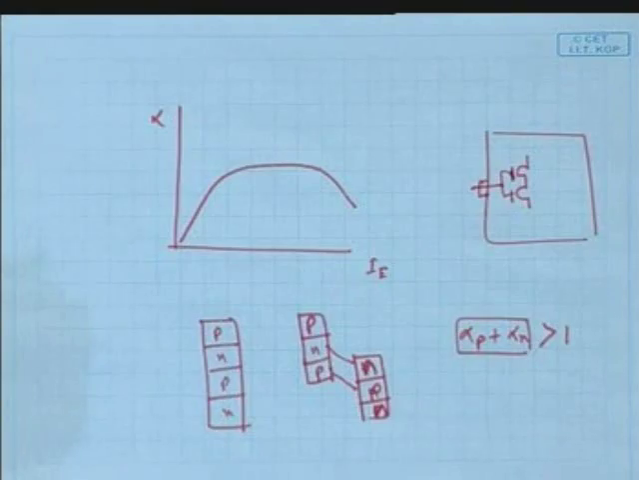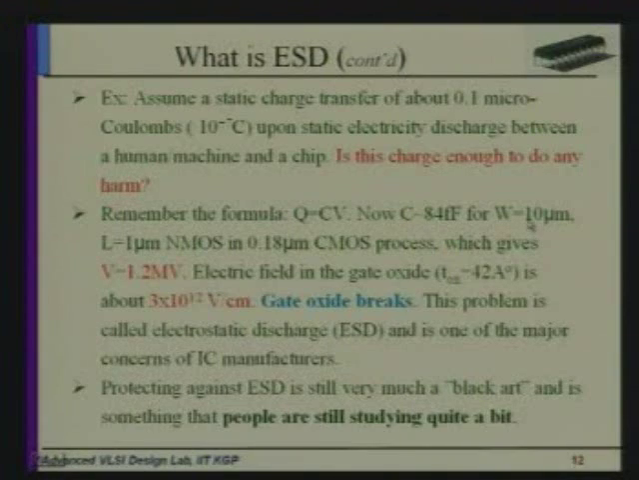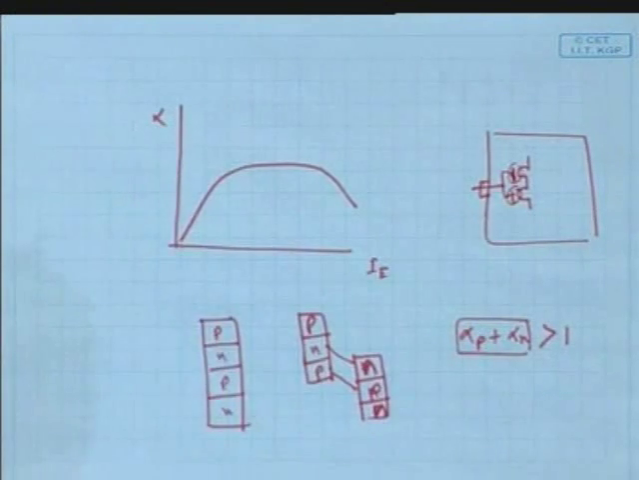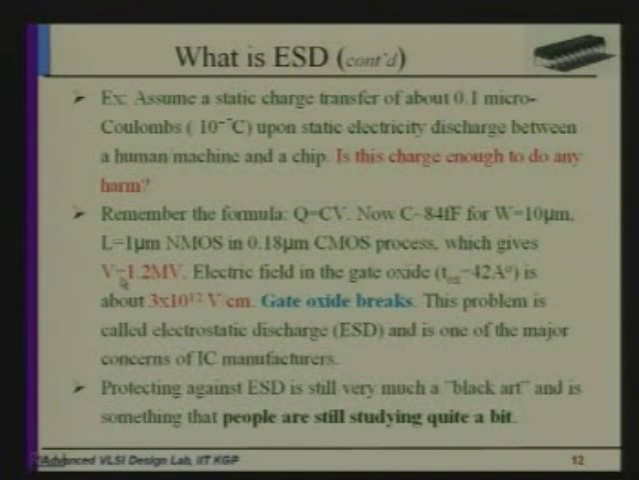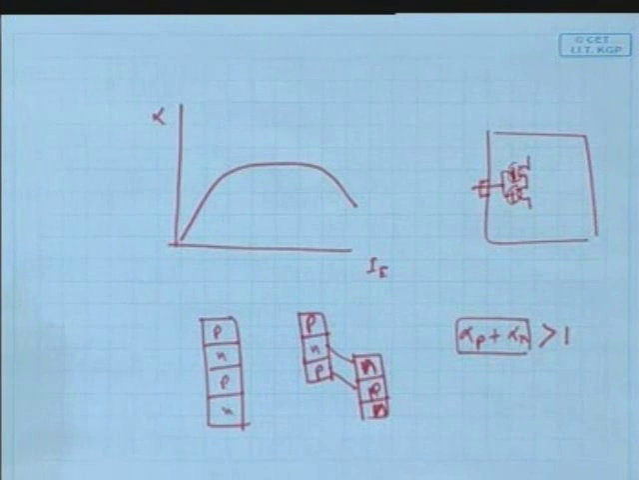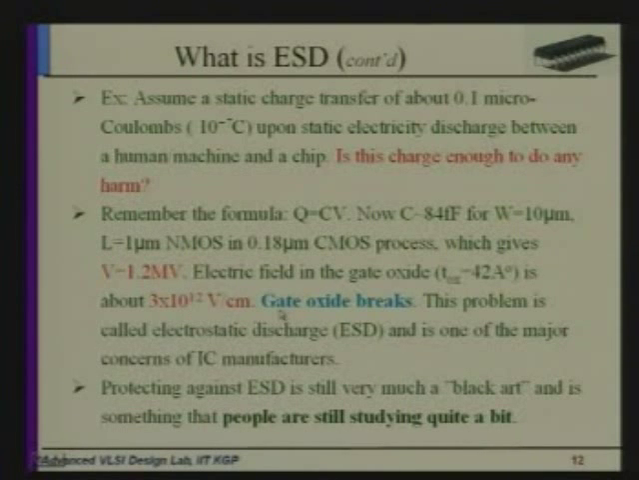we consider to be 84 femtofarad, if you consider W around 10 micron and L of 1 micron for the NMOS in this process. This is the capacitance of this portion. Okay, this is a simple single NMOS. So if we calculate the voltage across this oxide, it comes to almost 1.2 megavolt. Can you imagine that? And the oxide thickness is considered some 42 angstrom, very small. So the electric field comes to almost 3 times 10 to the power 12 volt per centimeter. That is very huge, and that will break the gate oxide.